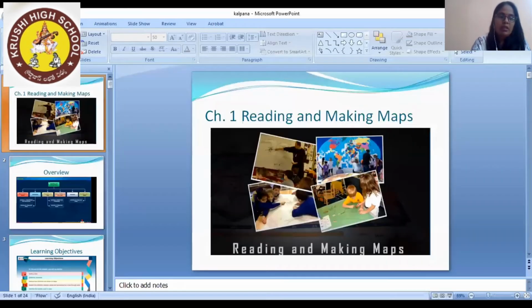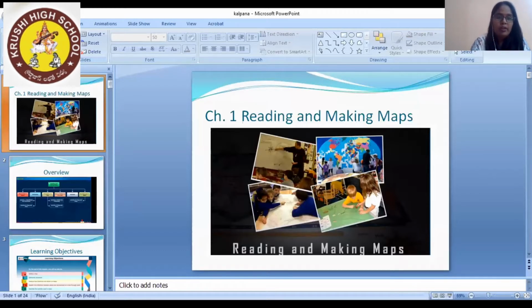Coming to the topic, as said, reading and making maps. Generally, we know what exactly maps are, isn't it, children? A map is a drawing of the earth on a flat surface, isn't it? In the previous classes also you have learned about it.